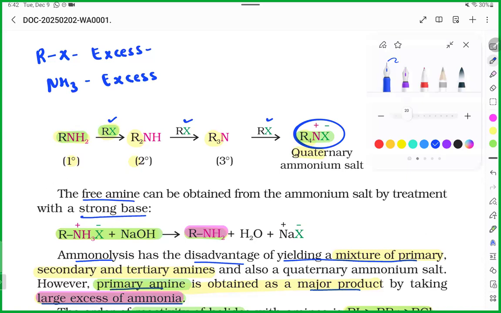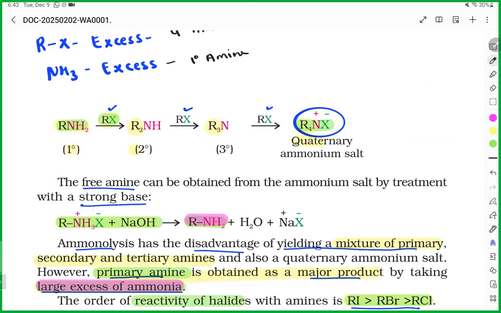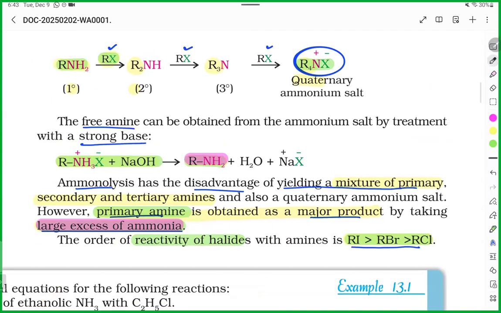Well, it'll stop at the first substituted salt. Yes. So primary amine will be produced here, and here you will have quaternary amine. It depends, because you have a very small amount of alkyl halide. No further reaction will happen. Okay. And if you want to free the amine from the salt, what will happen?